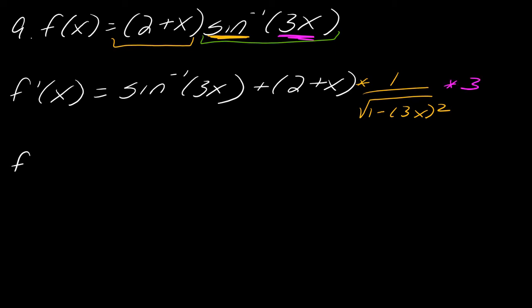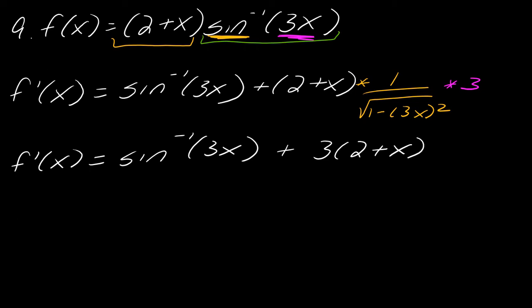Okay, so now I've got the derivative. It's going to be inverse sine 3x plus, and then we have some options of how to actually work this out, but I'll write this as 3 times 2 plus x over the square root of 1 minus 9x squared. And that's good enough for this one.